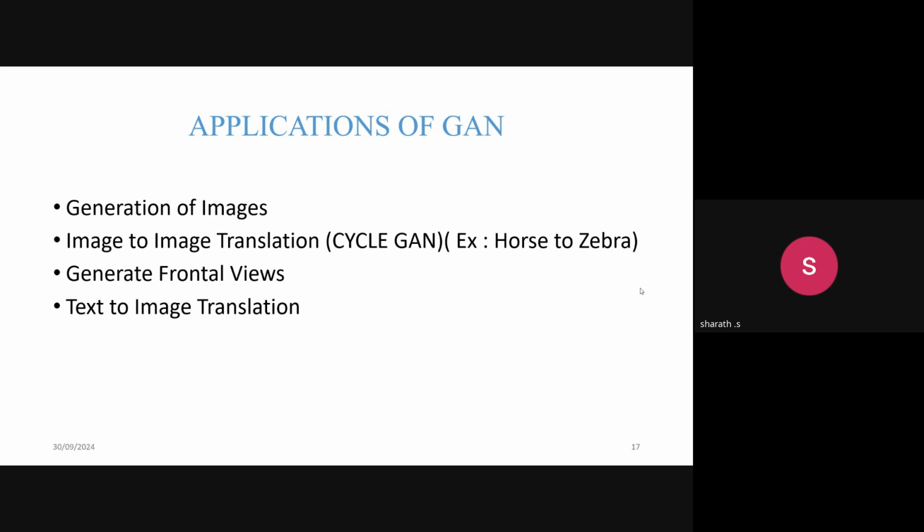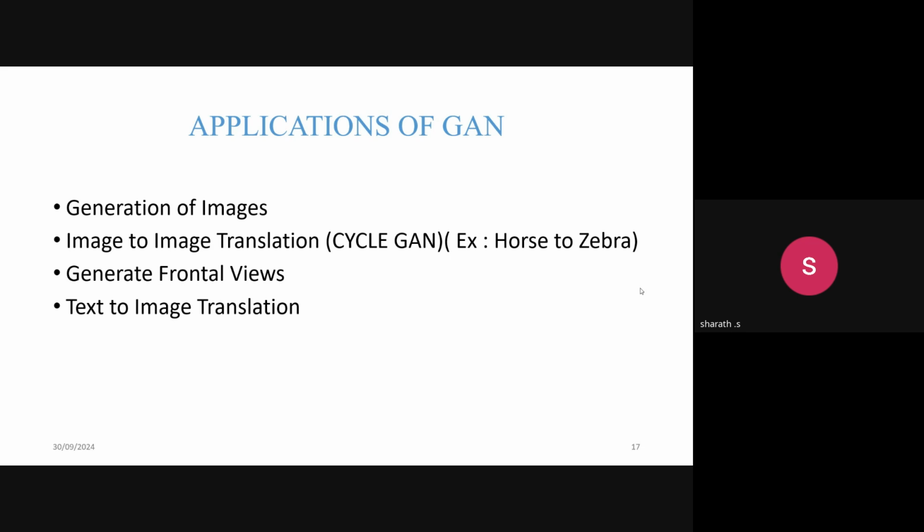Next is you can use it to generate frontal views. This generation of frontal views is done in surveillance. When you want to keep an eye on a person, you won't be getting frontal view images in real-time. So you can take side view images and using the GAN, you will be able to generate the frontal view of that person.